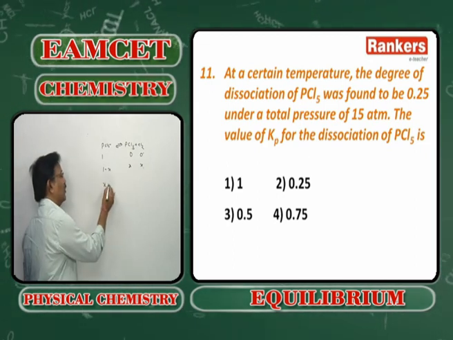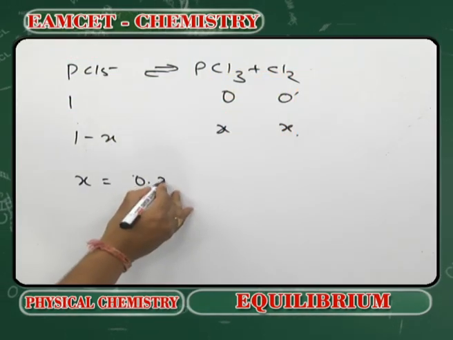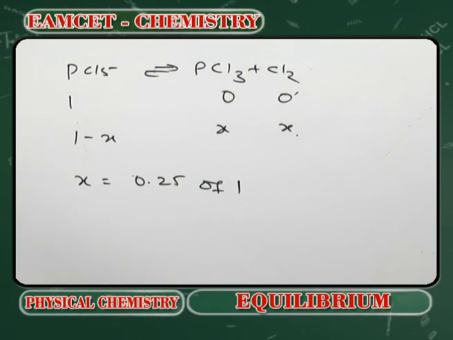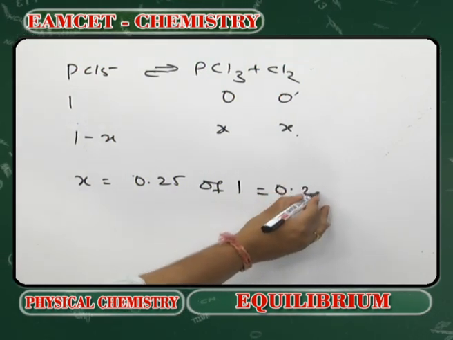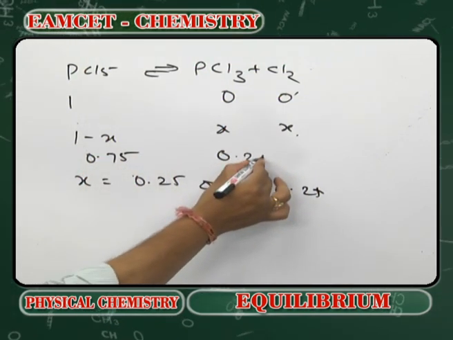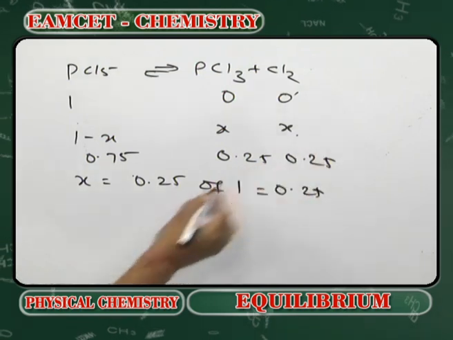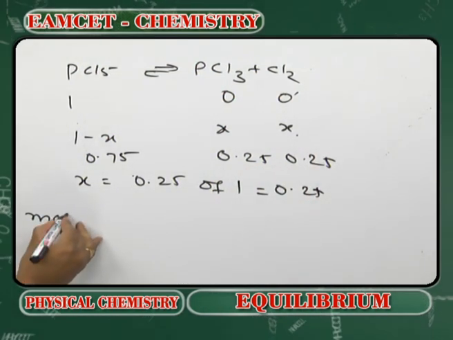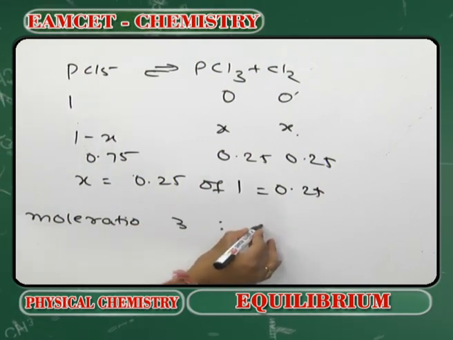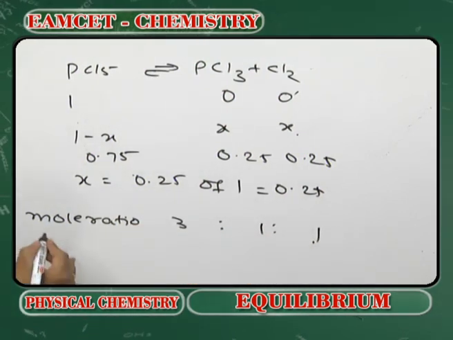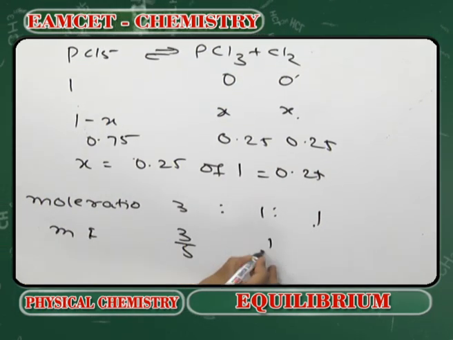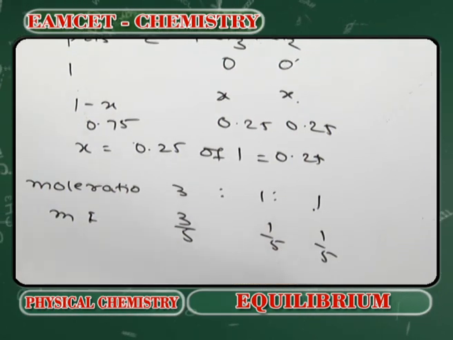X is equal to 0.25 of 1, that is 0.25. So it will be 0.75, 0.25, 0.25. Now what is the mole ratio? Mole ratio is 3:1:1. What will be the mole fractions? For PCl5, 3/5, for the others 1/5 and 1/5.